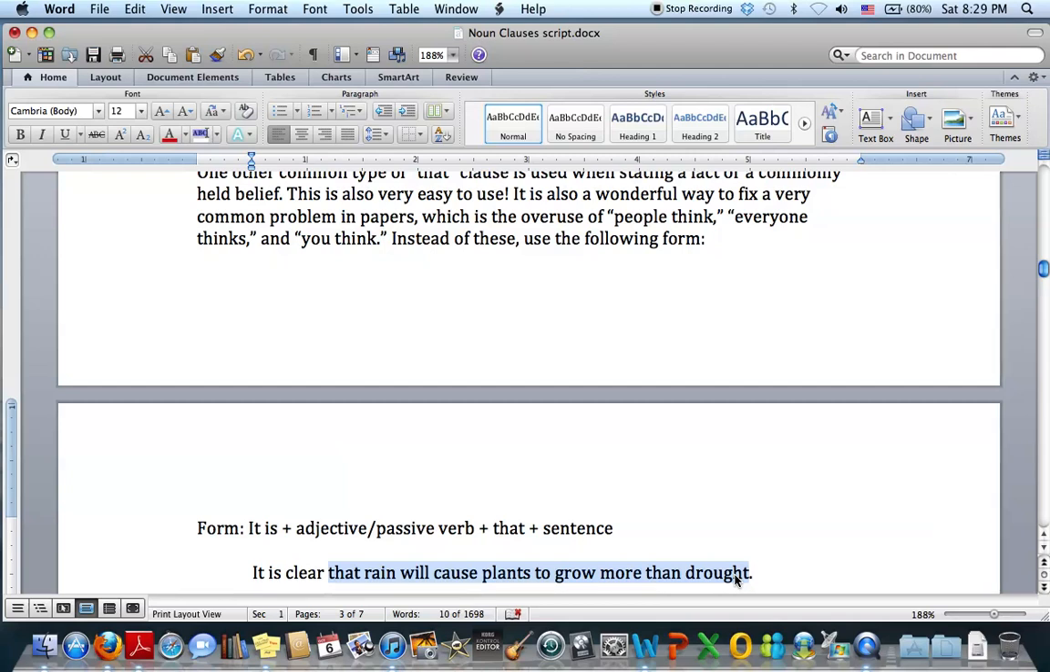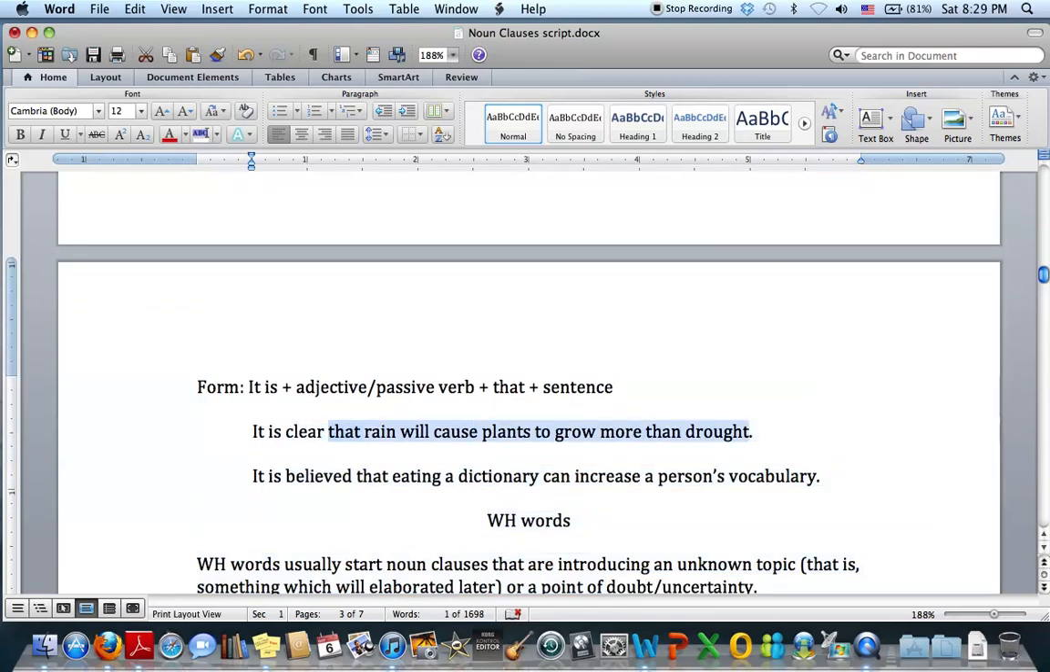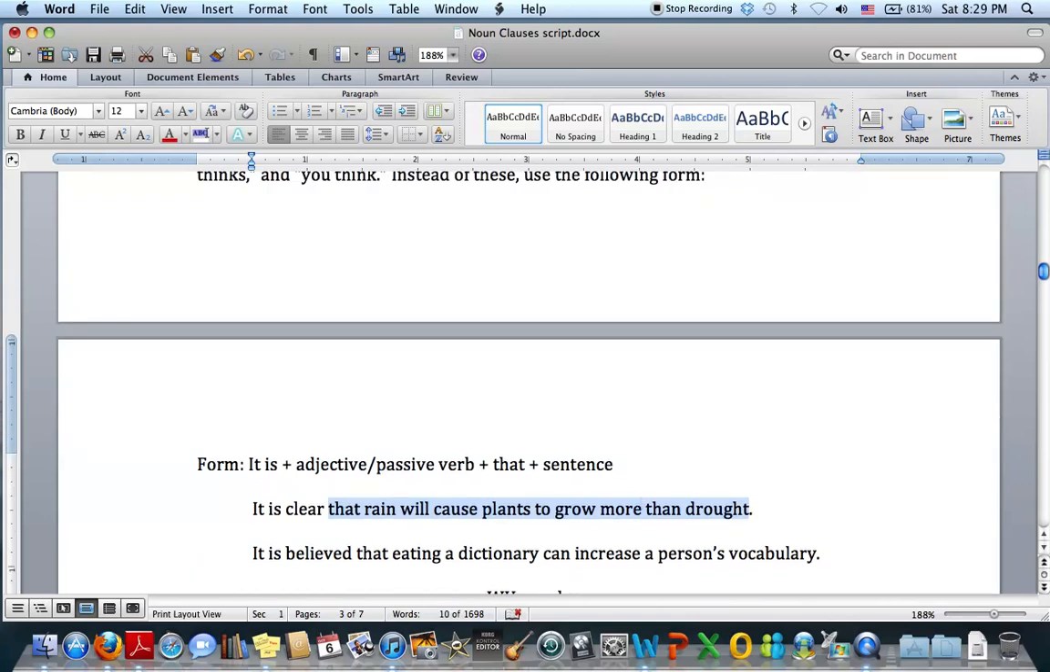But I don't want to say everybody knows that rain will cause plants to grow more than drought. So instead I've got this. It is, so here's the first part. Then we've got clear. Clear, obvious, right? It is clear that this is the case. Now, the reason we're doing this is because I could take this noun clause right here and I could make it the subject of the sentence. I could change it around so it looks like this. I'll make this capital. I'll get rid of all this.